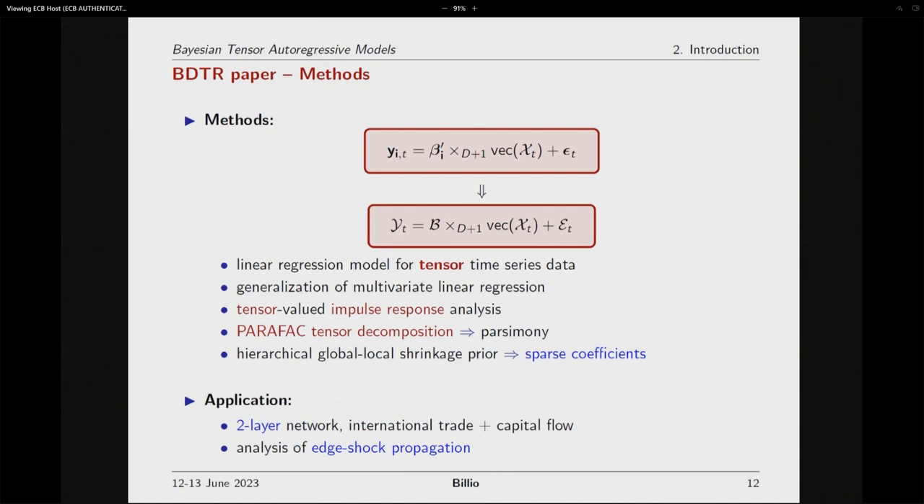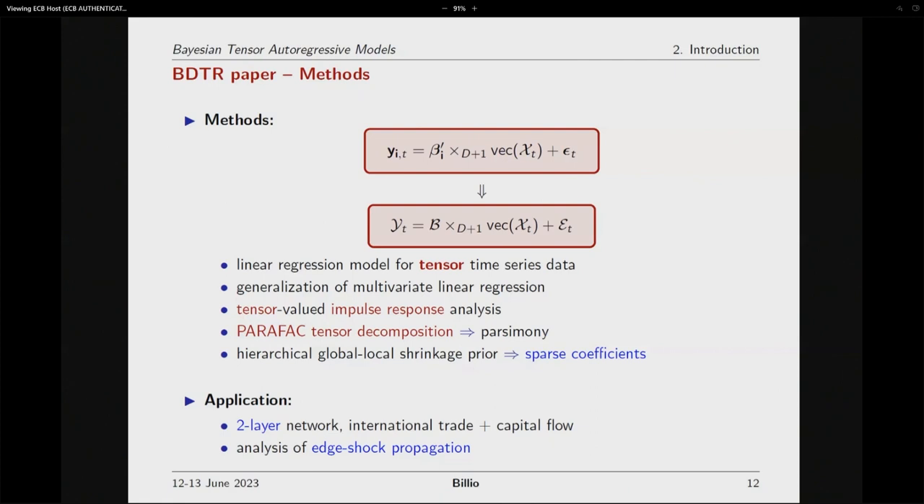Then this is the model. As I said, from a general view and also the way in which it is written there, you see it is a linear regression, but in this case it's for tensor time series data. Essentially, we generalize a multivariate linear regression, and we consider a tensor-valued impulse response analysis.